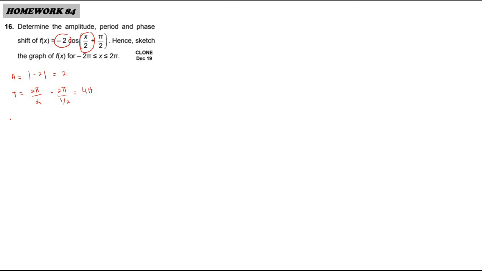And then phase shift. Okay, to find phase shift, take everything inside the bracket. X over 2 plus pi over 2 equals 0. We get x equal negative pi. Okay, negative pi meaning that the graph will move to the left. The graph will move to the left by pi unit. Okay, let's start from the first cycle. So this graph is cos and negative. Cos negative with amplitude 2 and period 4 pi.